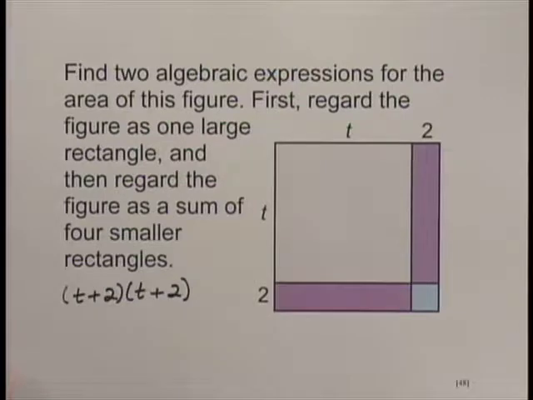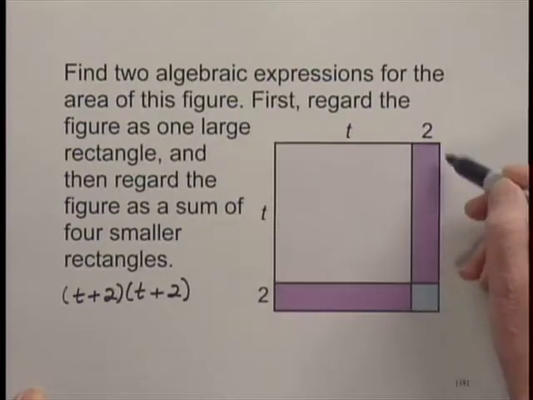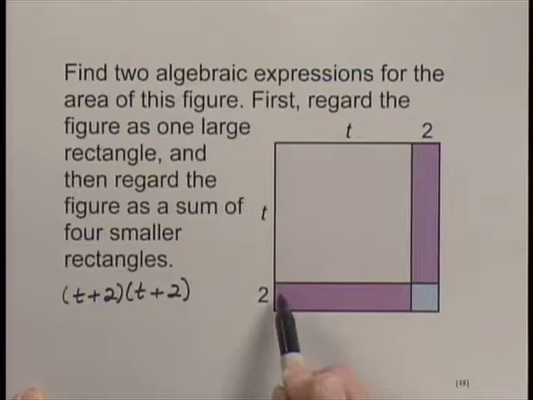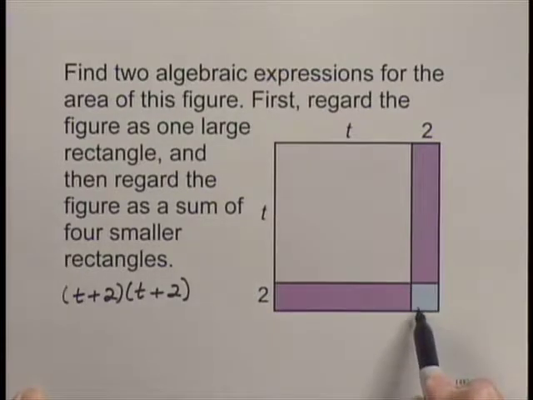Now, if we're going to regard it as the sum of the areas of four smaller rectangles, we need to find the dimensions of each of those smaller rectangles. And this largest one has dimensions t by t. This tall, narrow one here has a side of 2 and a side of t, so its dimensions are 2 by t. And it's the same for this long, narrow one. It has a side of 2 and a side of t. And this smallest of the four small rectangles has each of its sides of length 2.